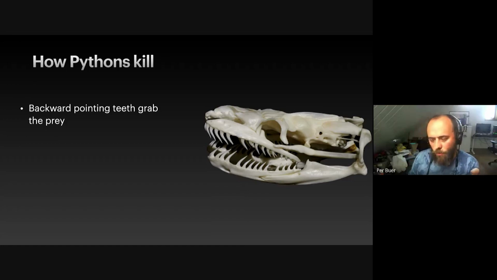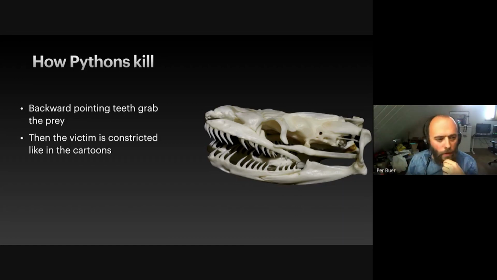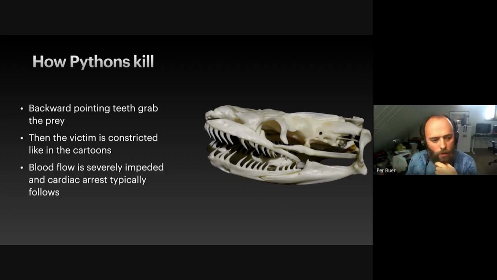They bite you, and they use that to grab the prey. They attach themselves to you, and then, of course, the victim is constricted. They wind themselves around you, just like in any cartoon. But what actually happens when they wind and start pushing on you is that the blood flow is severely impeded. And this actually leads to cardiac arrest. Your heart stops because the blood flow stops.